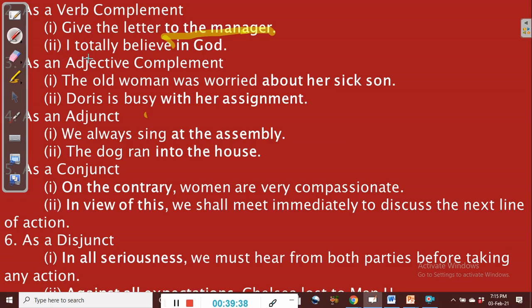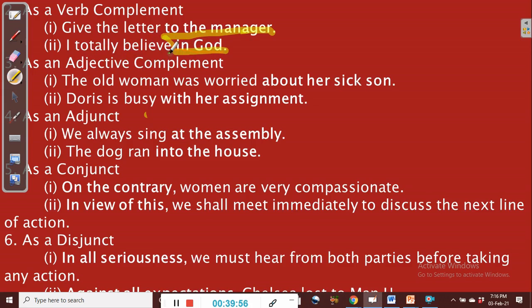Then the second one, I totally believe in God. Now, in God is a prepositional phrase and is functioning here as a verb complement. Again, it complements the verb believe.